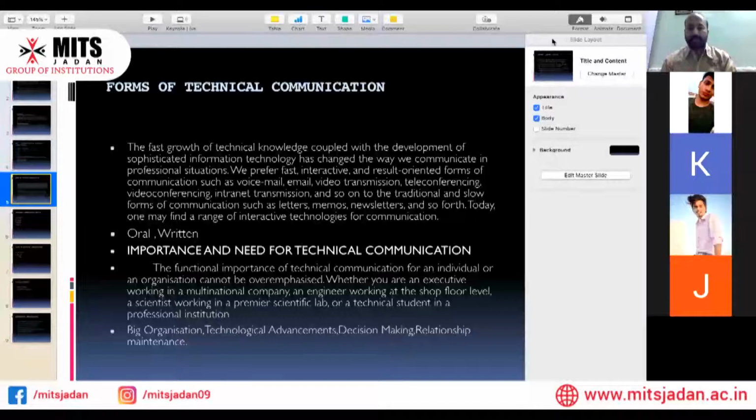So these are some of the factors which are showing us the importance as well as the need of technical communication, which have been written at the end of this slide: big organizations, technological advancements, decision making, relationship maintenance. Okay, so I hope the importance of technical communication is a kind of question which cannot be asked separately.